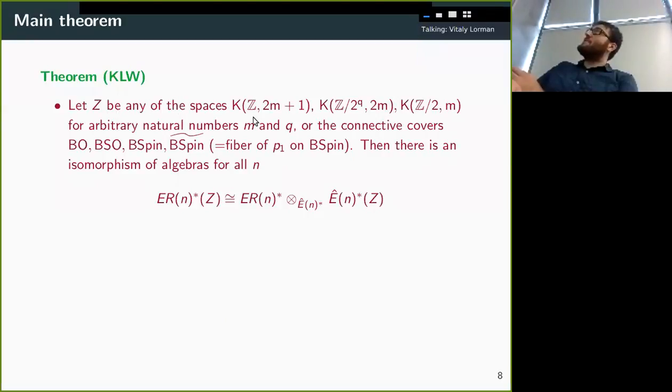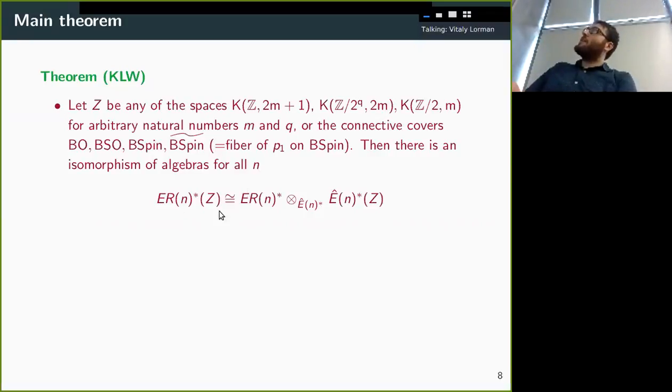So if Z is any of the following spaces: odd integral Eilenberg-MacLane spaces, or Z mod 2 to the Q Eilenberg-MacLane spaces if we just take the even ones, or for Z mod 2, we can take any of them. So very roughly, this is half of all Eilenberg-MacLane spaces. Or if we take the following connective covers of BO: BO, BSO, B spin, or the space I'll call B spin tilde, which is the fiber of P1 on B spin. If you took the fiber of P1 over 2, you'd get B string, but this is just B spin. I'll say a little more about B string later. For any of these spaces, there's a uniform way to calculate their ERN cohomology.